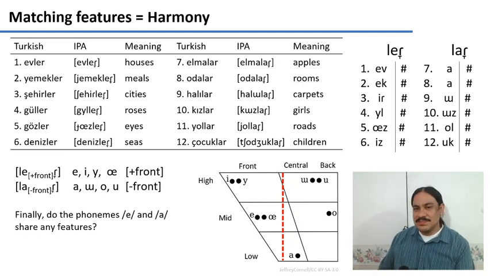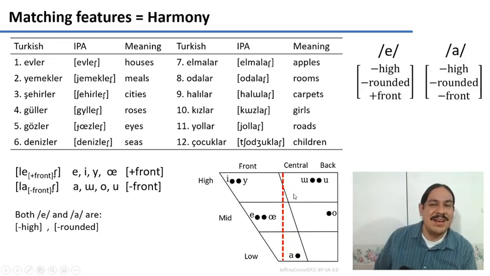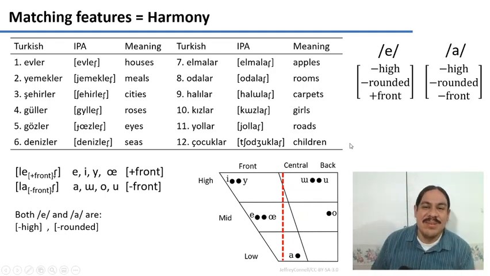Please pause the video. These two sounds are not rounded, but also neither of them is high. They're mid or low, but neither e nor a are high sounds. So with the features minus high and minus rounded, we can say that it's either an e or an a. And then the only difference between them is that e is plus front and a is minus front.